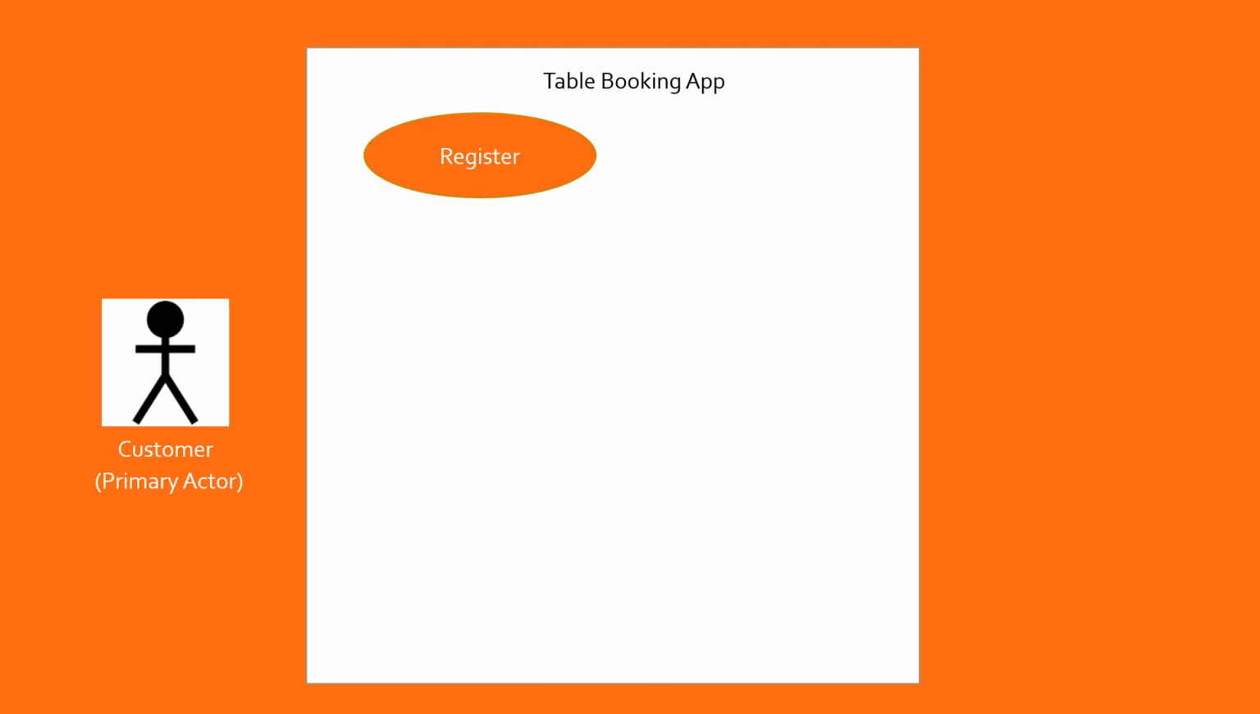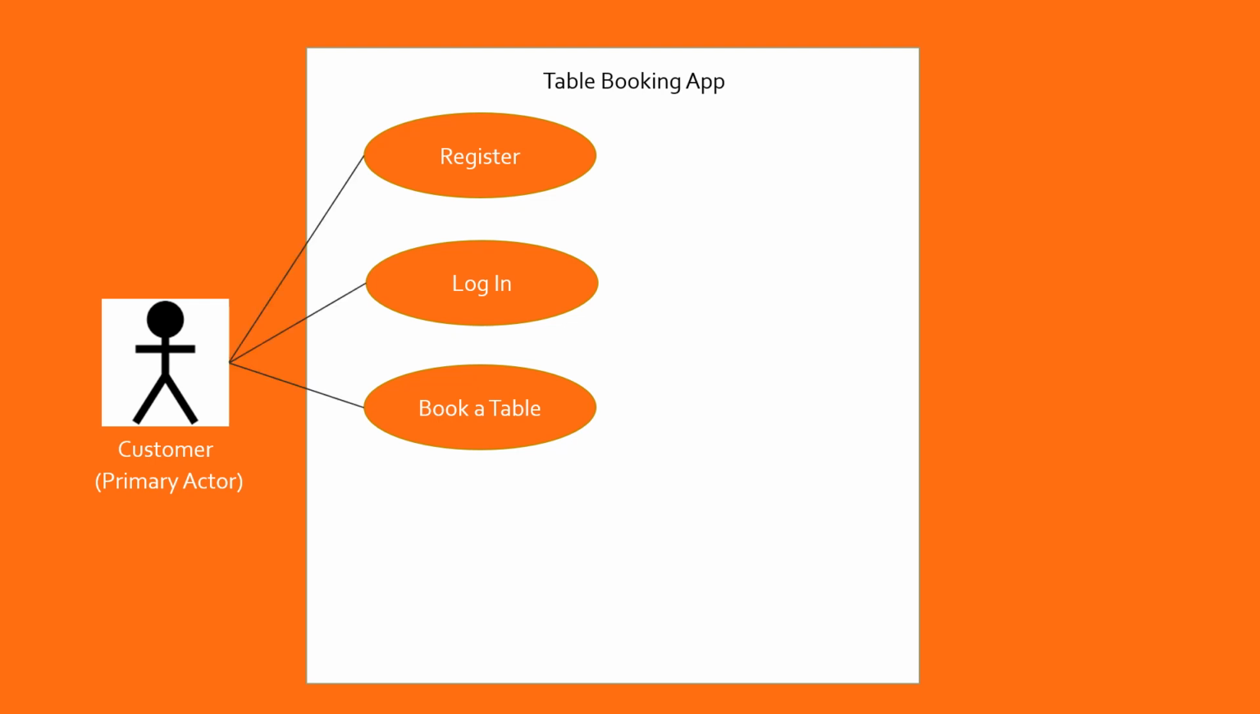Then we start off with the third component, the oval-shaped icons, namely the use cases. So the features which were requested would be different use cases. So let's start off with the first feature, which is register. Second one is login. Third one is book table. So these are the three basic features which the client has requested. And now let's link them to the actor with an association by a straight line. So this indicates that the customer is interacting with the solution to do these particular features.